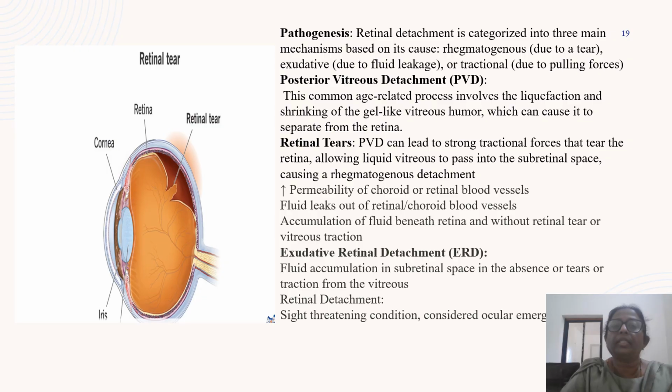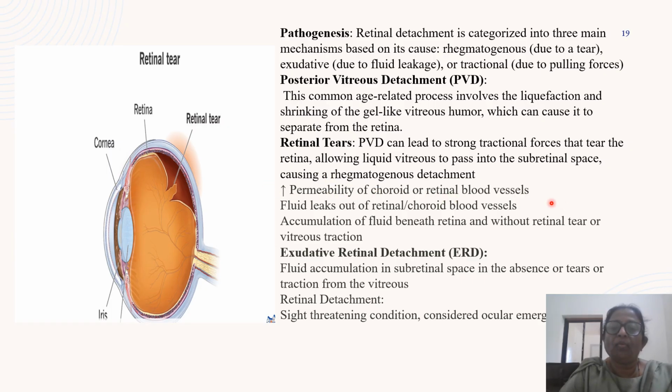Pathogenesis in retinal detachment is characterized by three main mechanisms: rhegmatogenous, due to the retinal tear; exudative, due to the fluid leakage; or tractional, due to the pulling forces. Posterior vitreous detachment is a common age-related process involving the liquefaction and shrinking of the gel-like vitreous humor, which can cause it to separate from the retina. Retinal tears: PVD can lead to strong tractional forces that tear the retina, allowing the liquid vitreous to pass into the subretinal space, causing a rhegmatogenous detachment.